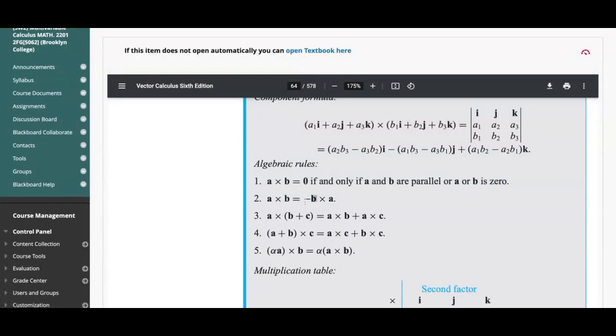A cross B equals negative B cross A. So this is different from the dot product, where A dot B equals B dot A. But A cross B is negative B cross A. And A cross (B plus C), we can distribute. Alpha A cross product with B, alpha can be moved outside of the cross multiplication.